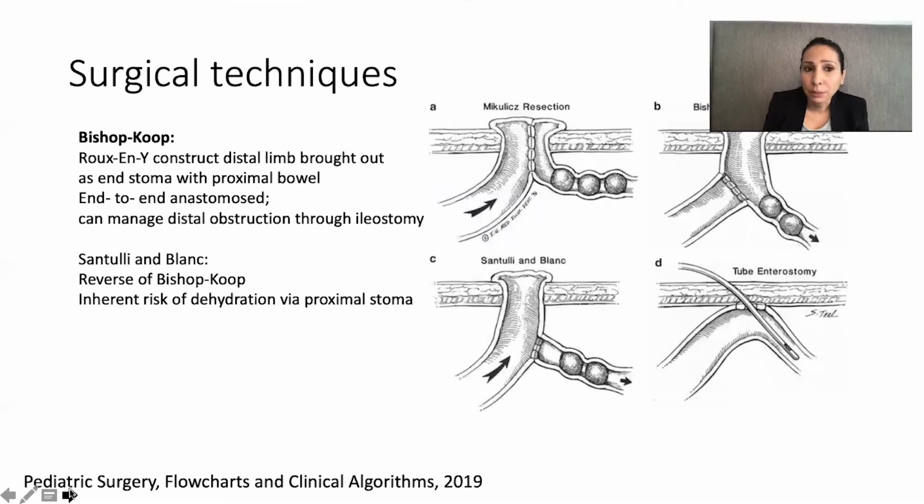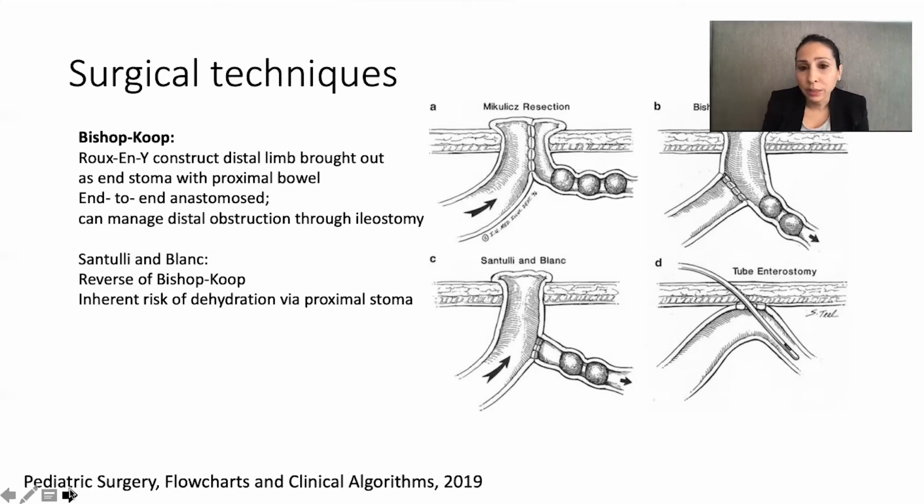The most common procedure is the Bishop-Koop procedure that's currently being used. This is in the figure on the right, letter B. Roux-en-Y construct, distal limb is brought out as an end stoma with proximal bowel and an end-to-end anastomosis. You can manage distal obstruction through the ileostomy, which is a benefit of this procedure.